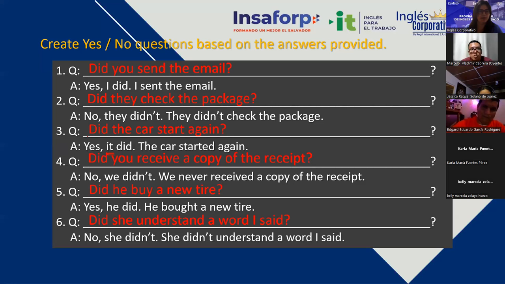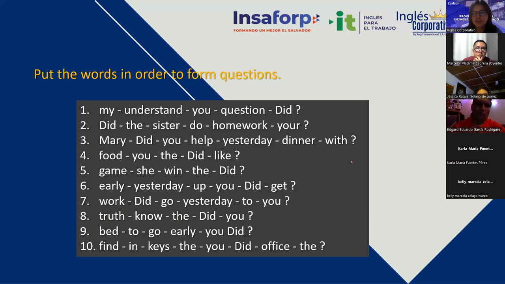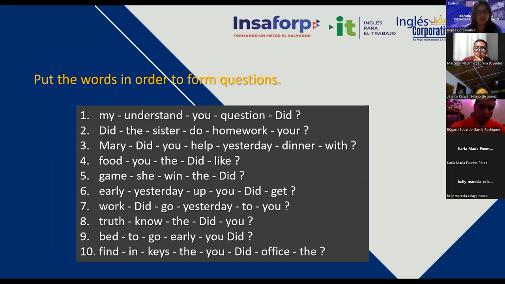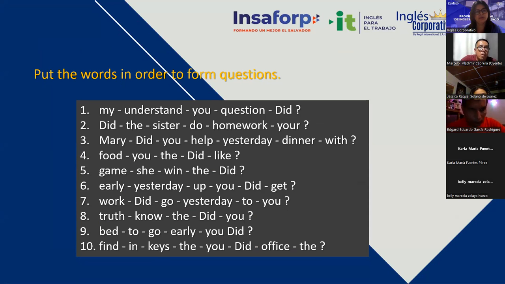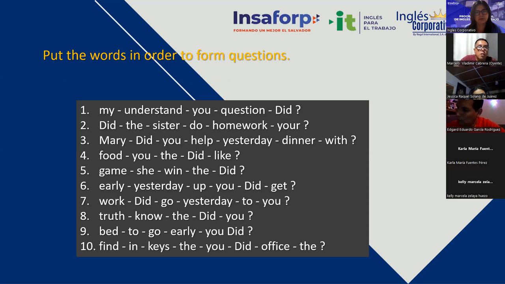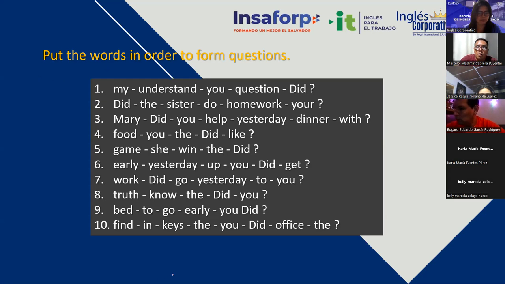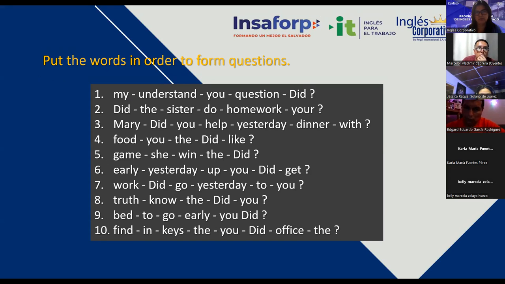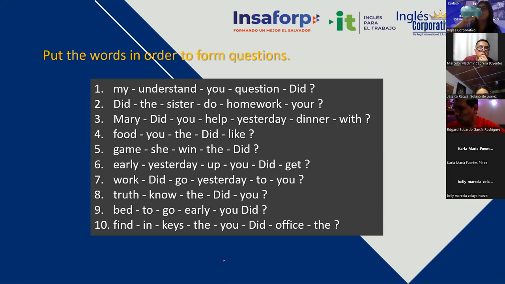Let's see. So remember the auxiliary did and the verb in present, ¿verdad? Auxiliary did, verb in present. Okay, I have some more practice for you here. What you're going to do in this exercise is put the words in order to form questions. Put the words in order to make questions.